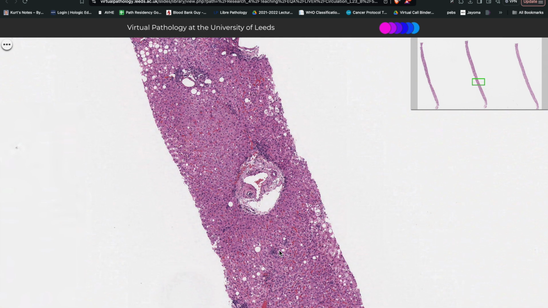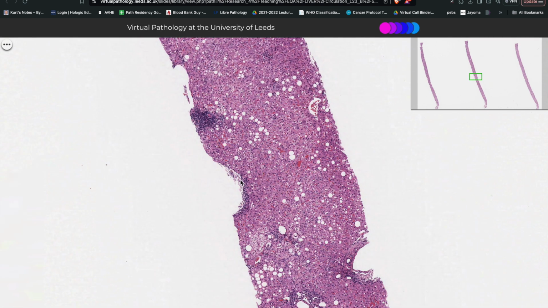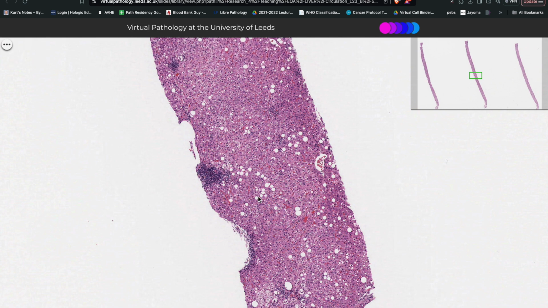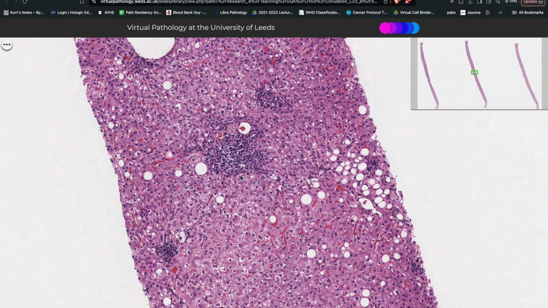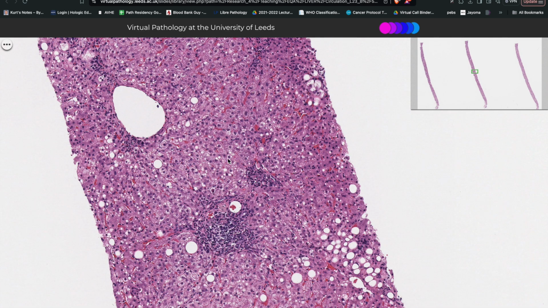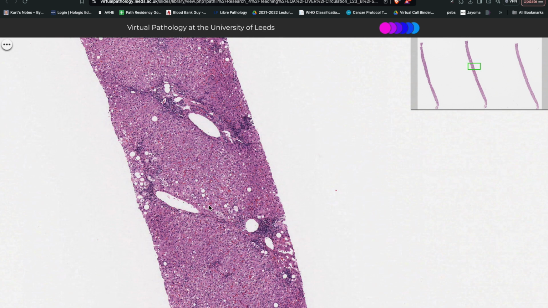I would want serology to rule out any chronic Hep B, Hep C infection. I don't think it's PBC. I would want an antimitochondrial antibody just to confirm. I don't think it's PBC because the bile ducts aren't being attacked in and of itself. There's no florid duct lesion. The Alk Phos wasn't too elevated.